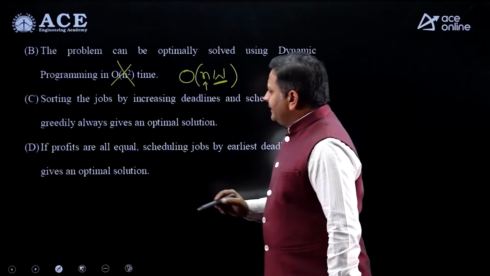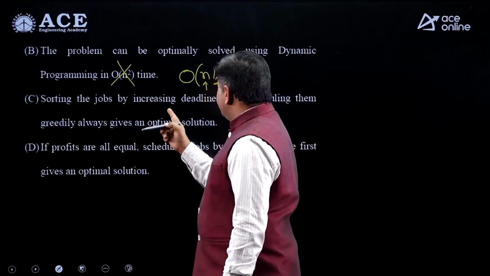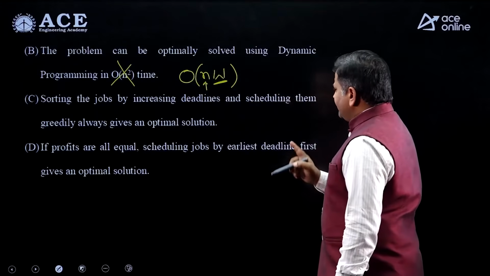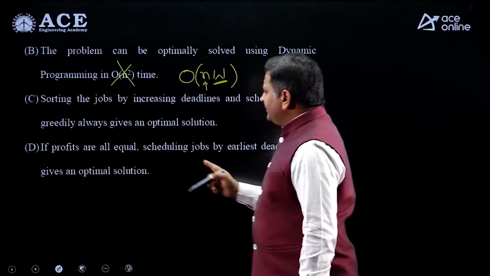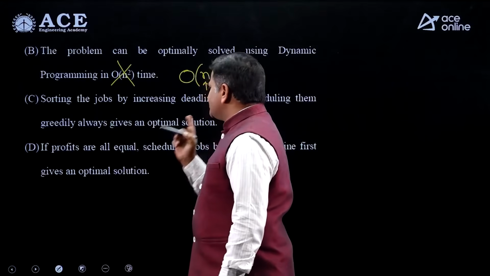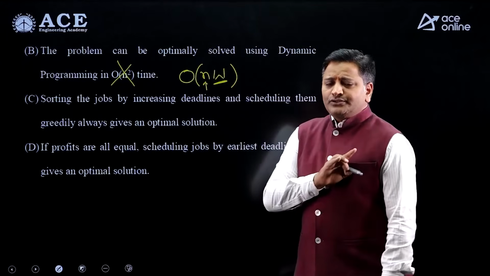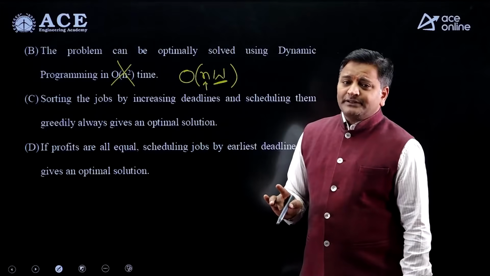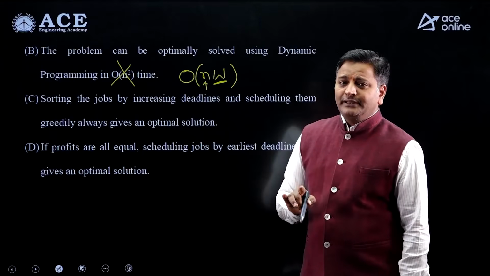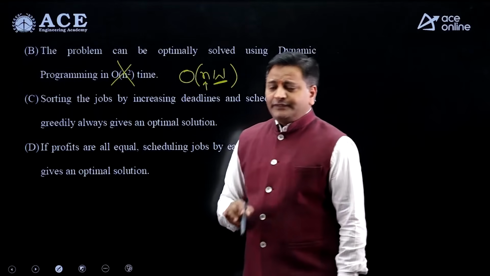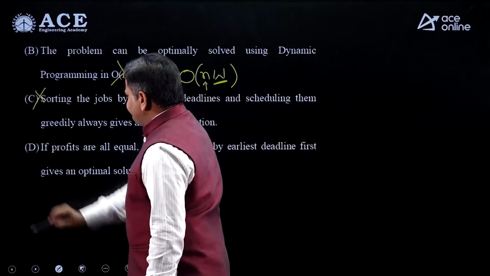Sorting the jobs by increasing deadlines and scheduling them greedily always gives the optimal solution. No. The job sequencing problem does not depend on the deadline, friends. It all depends on arranging jobs in decreasing order of their profits. That's what is not correct.